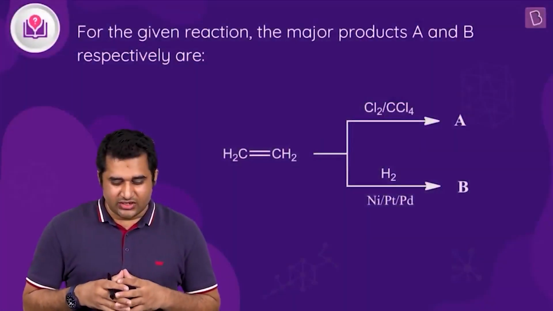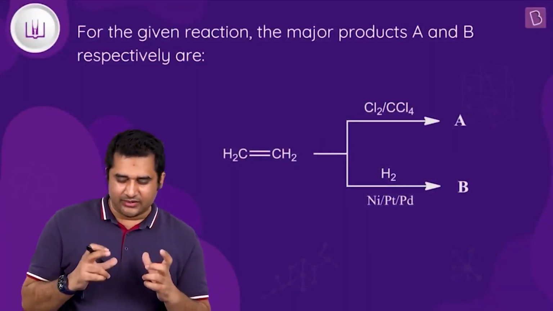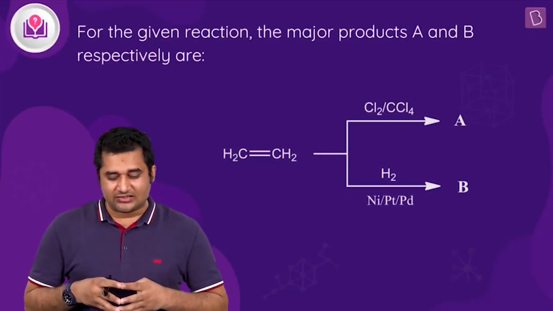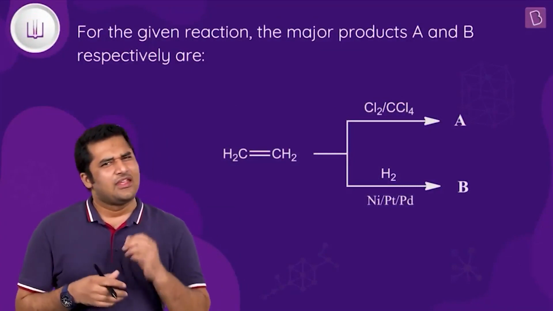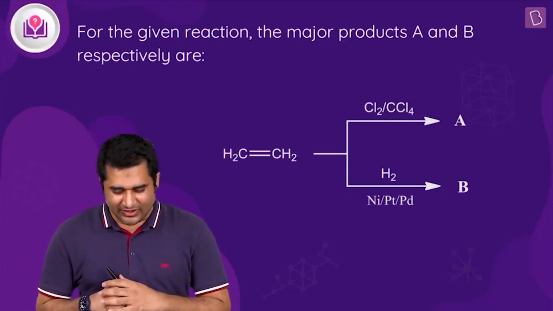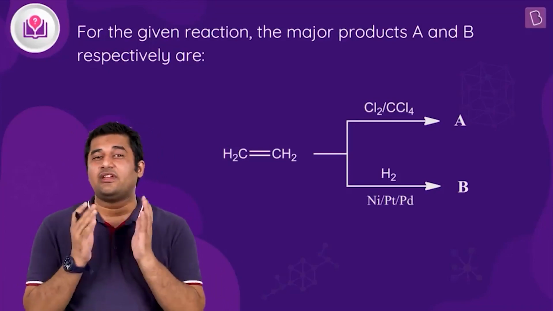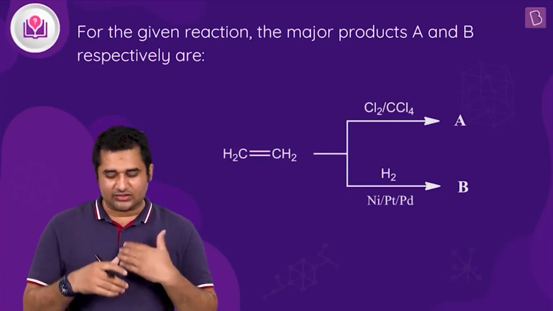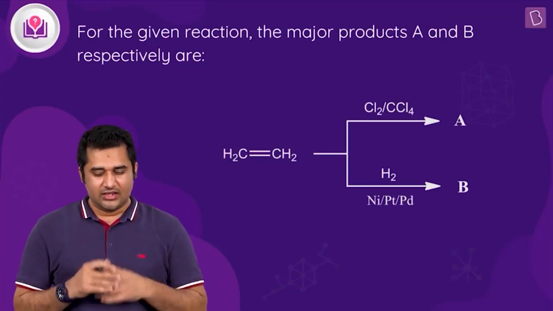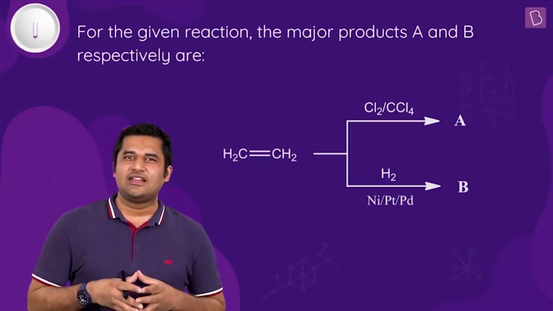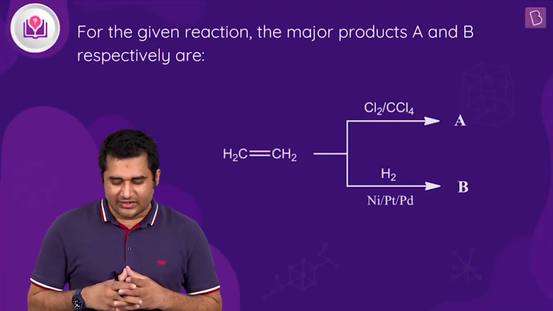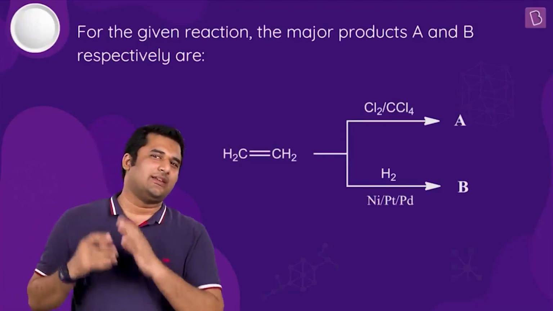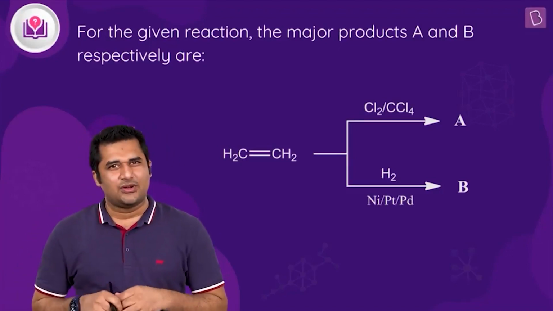And you can see in the question we have a reaction given. In fact, we have 2 reactions given, and we have to predict the major products A and B respectively. Very interesting case. So now you can see on the reactant side we have an alkene, which is ethene in this case, and in case 1 we are reacting it with Cl2 in the presence of CCl4, and in case 2 we are reacting it with hydrogen in the presence of either nickel or platinum or palladium, isn't it? So let's see how to answer such questions.